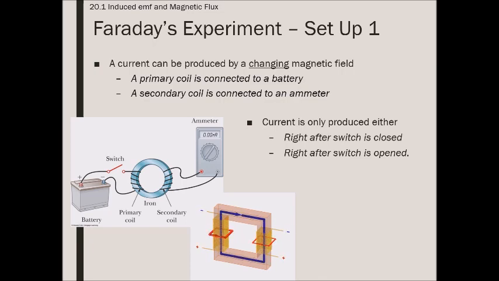So the current can be produced wirelessly from one coil to another by this changing magnetic field. And it's only produced right after the switch is opened or right after the switch is closed. So only in that initial burst of energy when that magnetic field is changing is this possible. And so that's why eventually we're going to talk about alternating current, which makes these devices really, really useful.